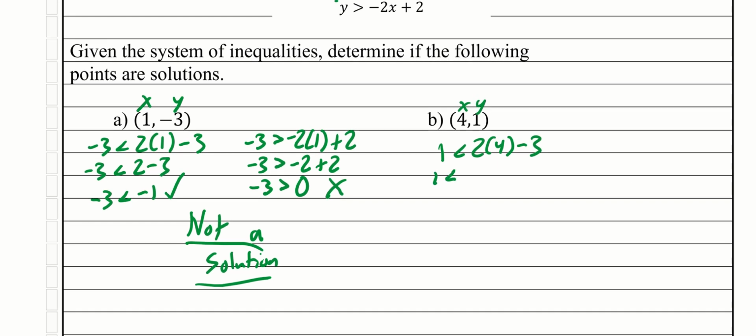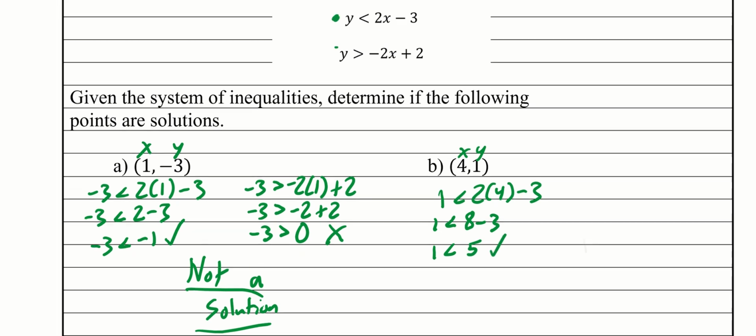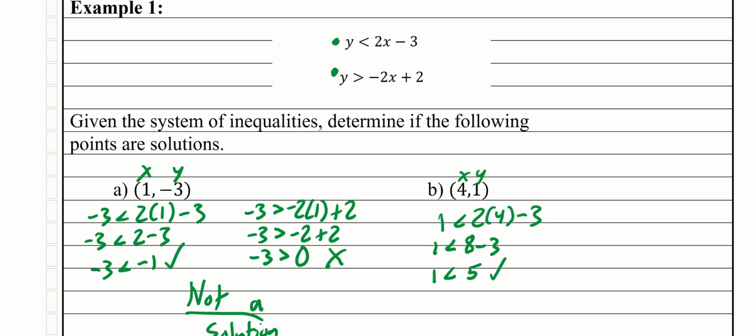So 1 is less than 2 times 4 is 8 minus 3. So 1 is less than 8 minus 3, which is 5. Is that a true statement? That is. So I know it works for the first inequality.